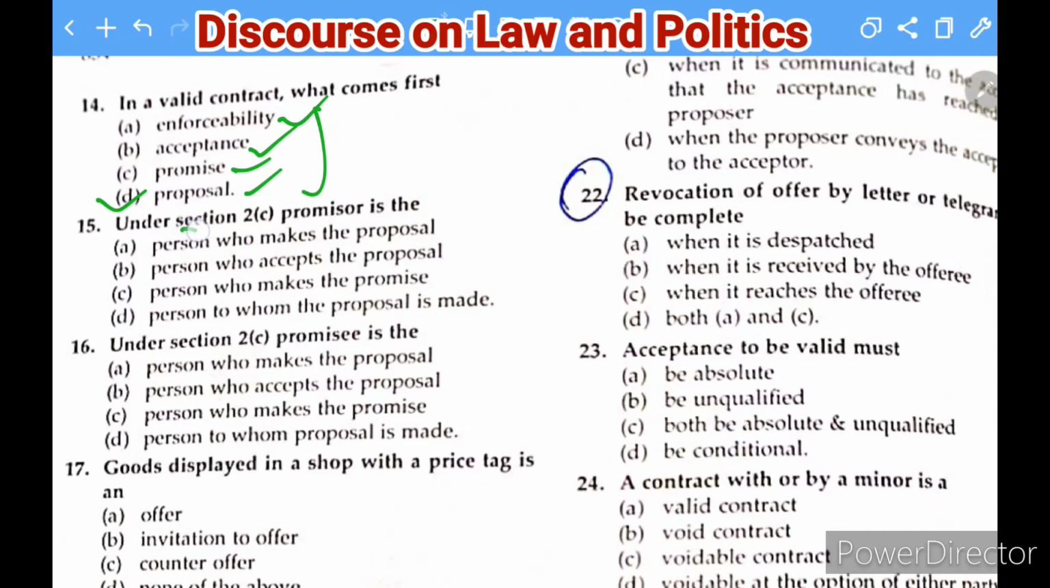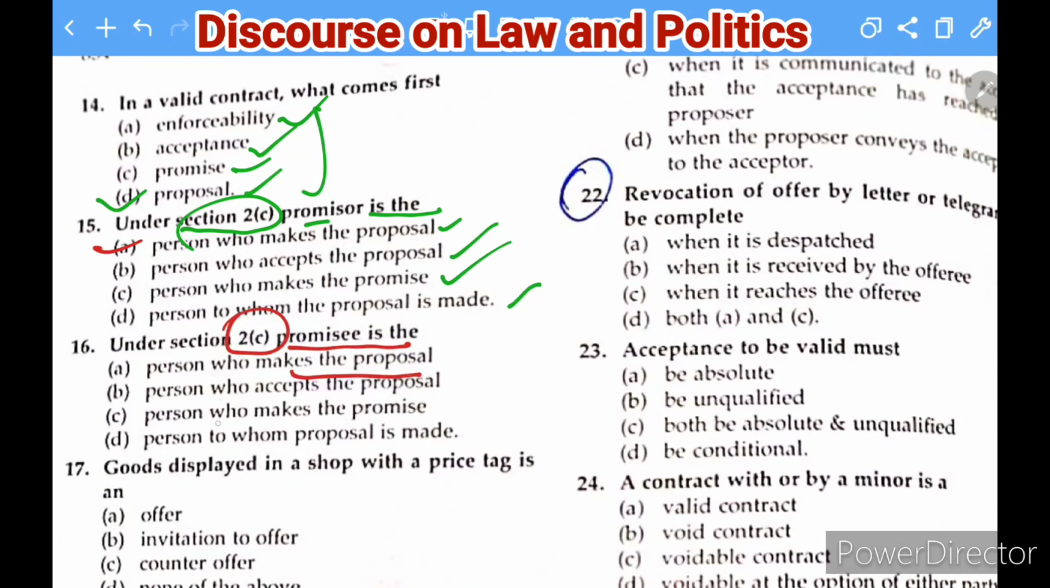Now coming to the next question, under section 2c, who is a promiser? A person who makes the proposal, a person who accepts the proposal, a person who makes the promise, or a person to whom the proposal is made. What is the definition of the promiser under section 2c? Just give your answer. The questions are very easy, and these types of questions are going to come in the UP prelims, and also in some other states. So who is the person being called a promiser? You all know that. The answer is a person who makes the proposal. Moving to the next question, under section 2c, who is a promisee?